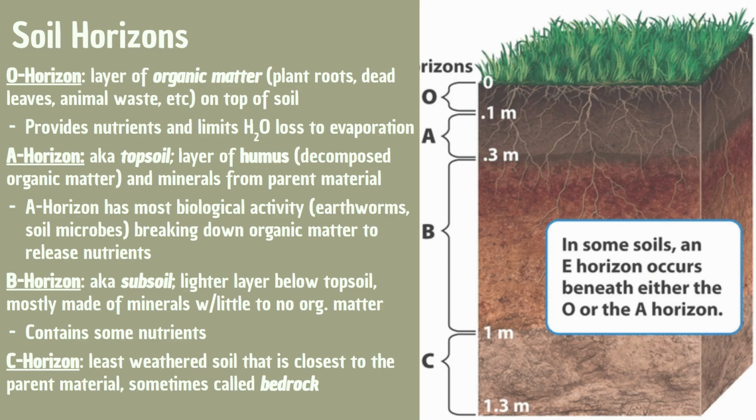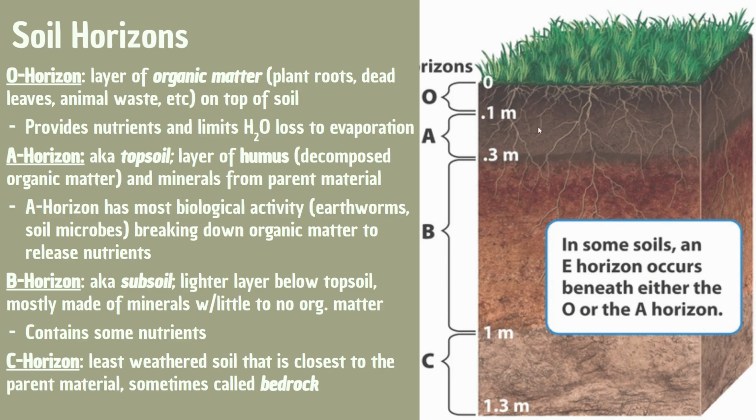It is really important because one, it provides the nutrients that will be essential to nourishing plant growth in the future after they're broken down, but also this layer traps moisture into the soil and prevents water from being evaporated. So organic matter on top of your soil is really important.